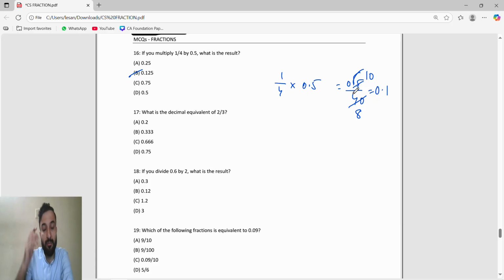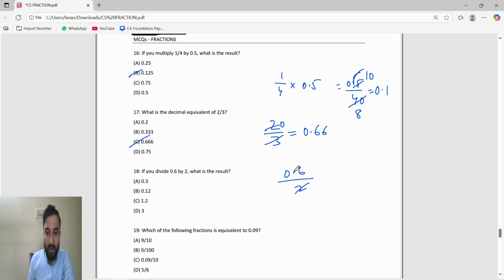Now don't say, sir, we don't know. What is the decimal equivalent of 2 by 3? So 2 means it will become 20. So 3 6s are 18, again 2 20, 3 6s are 18, 0.6 this one. If you divide 0.6 by 2, guys, 0.6 by 2 means what will happen? I will remove this point. If I remove this point, what will happen? 1 0 will come down. So 6 divided by 20, 0.6 will not go, so point means 0 will come. So 2 3s are 6, 0.3.